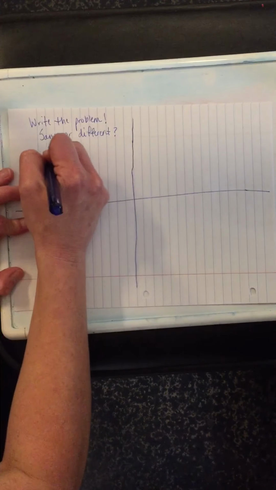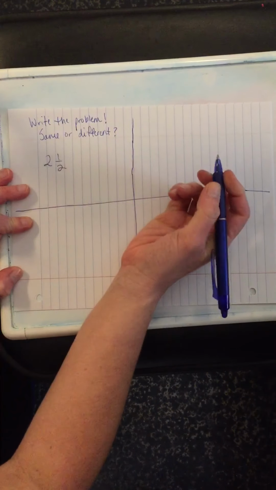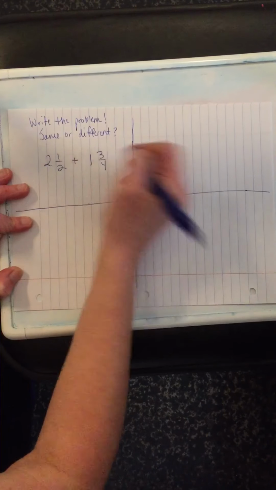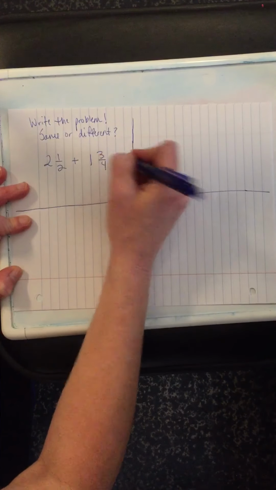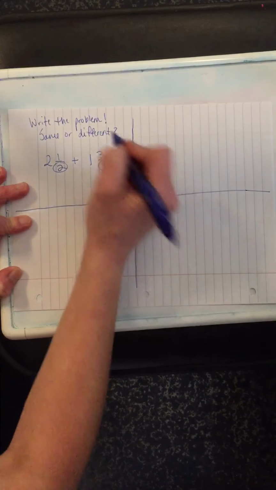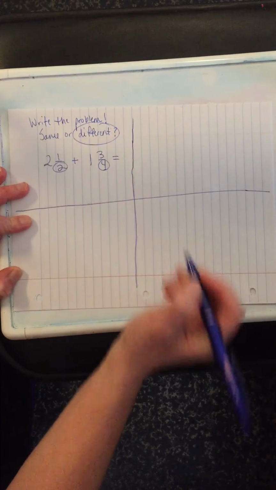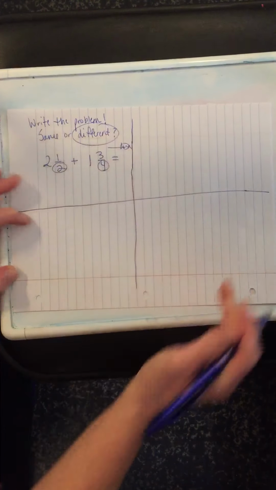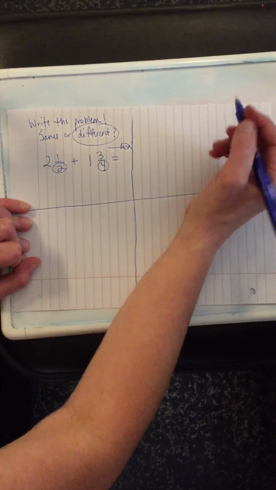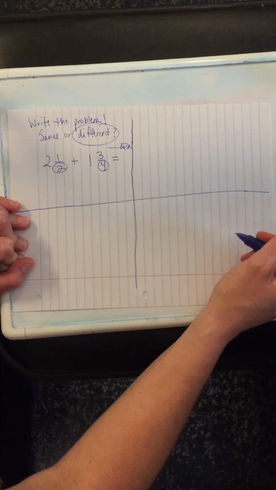So we have 2 1/2 plus 1 3/4. So this is our problem. We're going to look at our denominators and we see that they are different. So what does that tell us? That tells us that we need to move to the second part of our foursquare. All right, so we're going to now move to the right. Remember, we zigzag through this foursquare.